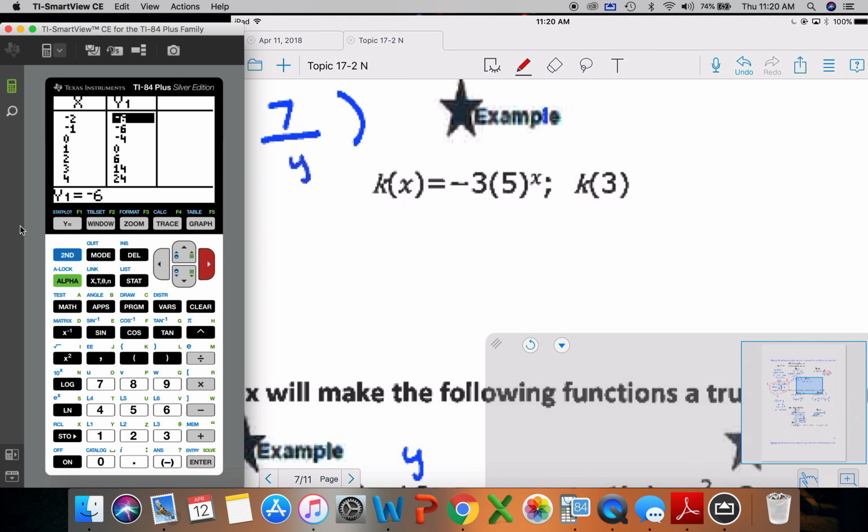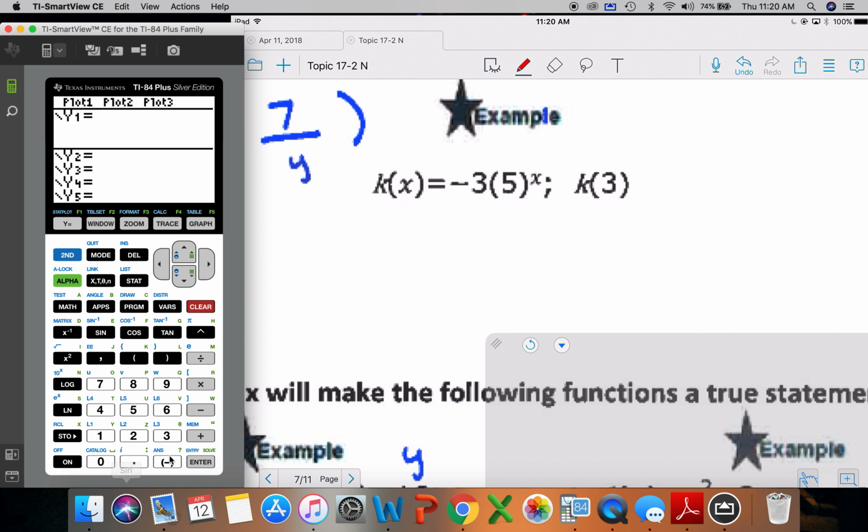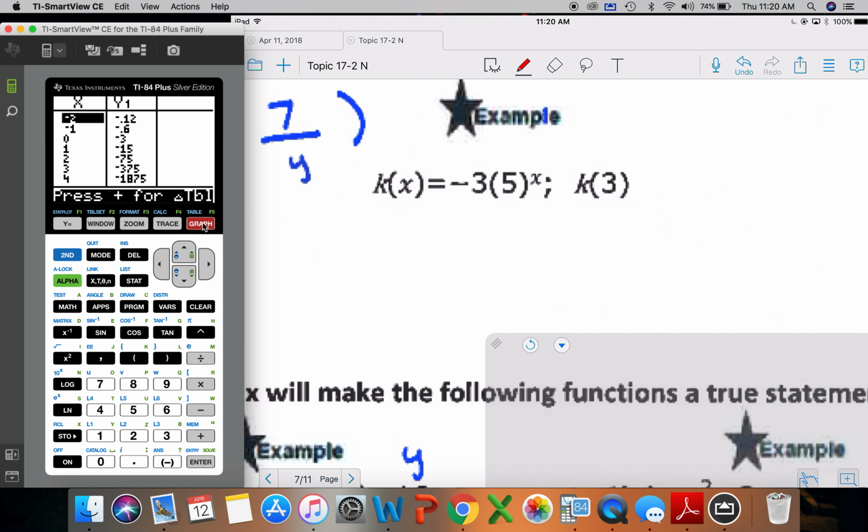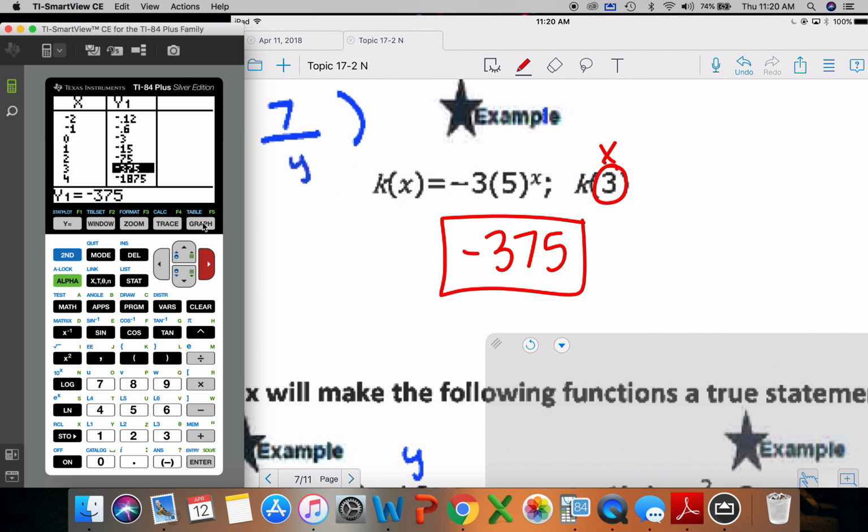So for the last example, we have the function negative 3 parentheses 5 close parentheses raised to the x. I'm typing the function exactly like I see it. They again have given me a letter inside the parentheses, an independent x value. So I'm going to click second graph and go to where x is 3. When x is 3, y is negative 375.